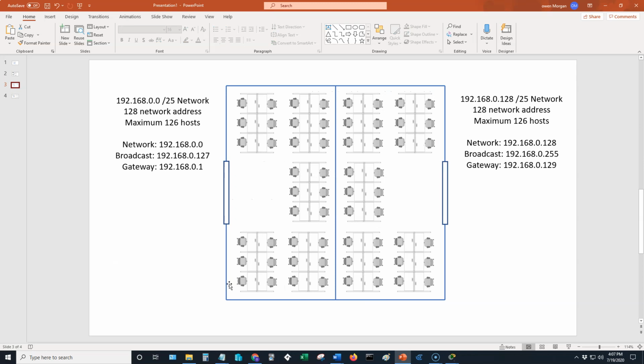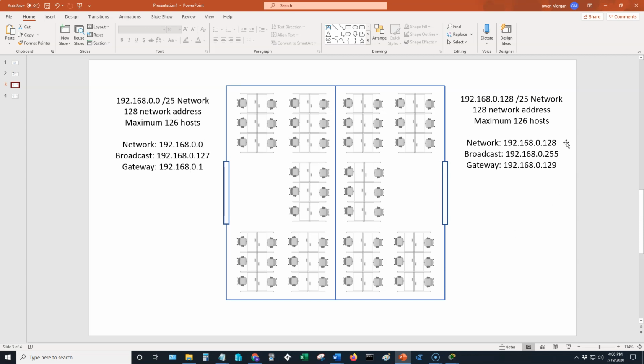Now I've taken this same office building, but I've decided to put a wall down the center of it and break each side in half. So we now have a /25 network. When we broke it in half, that meant we should be able to have 128 on both sides. But now we have the same problem: we've had to put a wall up between them. This wall takes some space away from both of them, so each has to have a network. The network address for this side is the .0 portion.